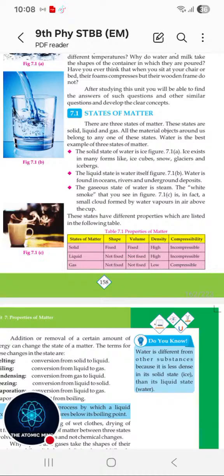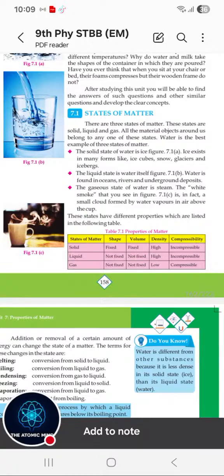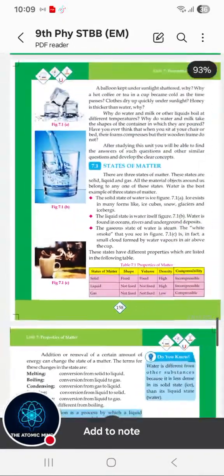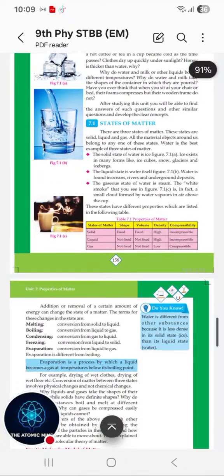The liquid state of water is water itself. Water is found in oceans, rivers, and underground deposits. In our home, it is found in the tap. The gaseous state of water is steam. When we boil water, you may witness the steam. The white smoke that you see in this figure 7.1c is in fact a small cloud formed by the water vapors in the air.